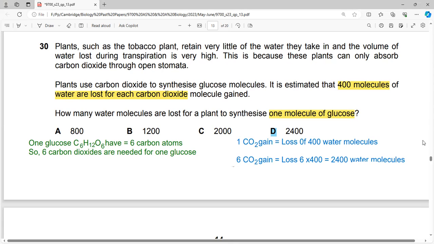Now, how many water molecules are lost to produce one glucose molecule? To solve this question, we need to know the following information. One glucose molecule consists of C6H12O6. This contains 6 carbon atoms. Each carbon dioxide contains 1 carbon atom, so to make 6 carbon atoms, we need 6 carbon dioxide. To gain 1 carbon dioxide, we lose 400 water molecules. To gain 6 carbon dioxide molecules, 6 multiplied by 400 is equal to 2,400 water molecules lost. So D is the correct option here.